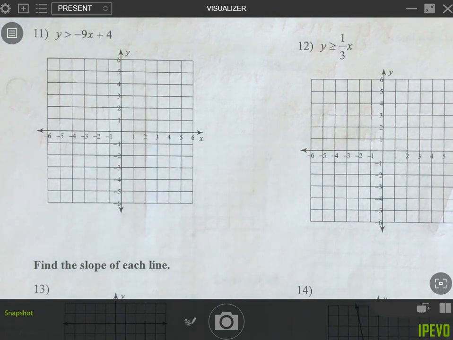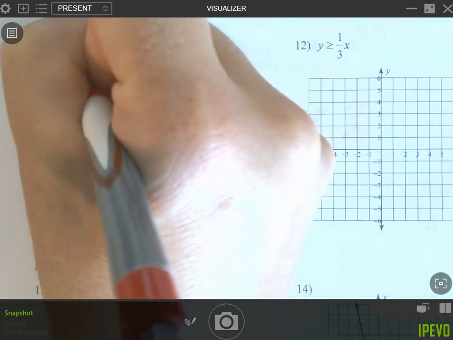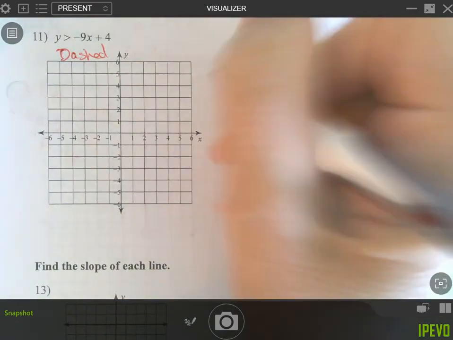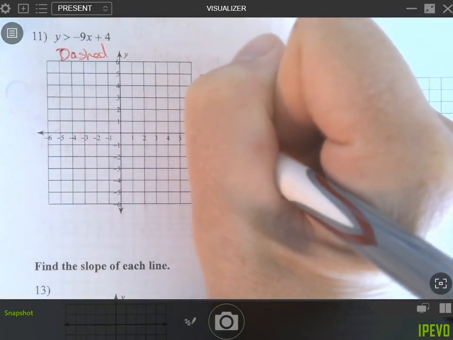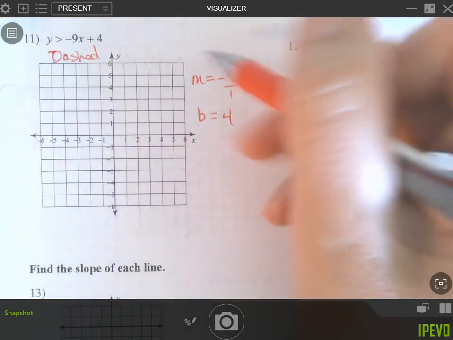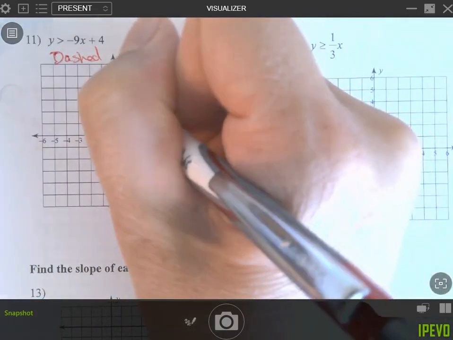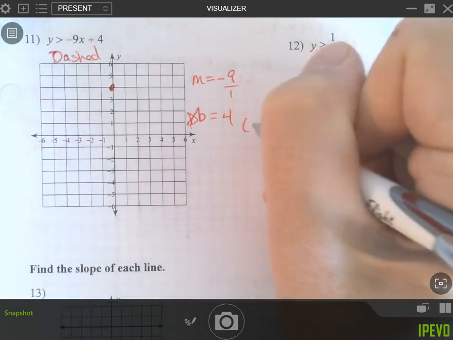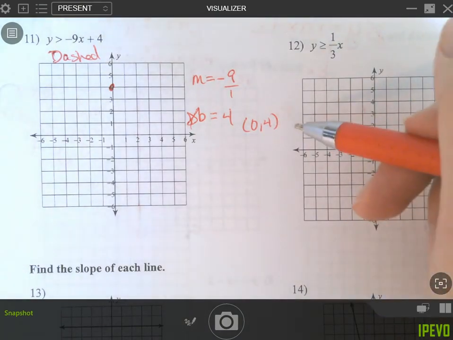All right, in number 11, it is going to be a dashed line. Did you catch that? Because it's not equal to. Slope is -9 or -9 over 1. Y-intercept is +4. So you have to remember, even though we talk about the slope first, we start at the y-intercept, and that is your starting point on the y-axis. Every y-intercept is an ordered pair. This one's 0, 4. Every y-intercept is going to be 0 and then that y value.